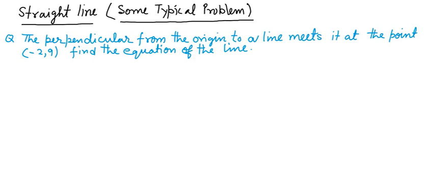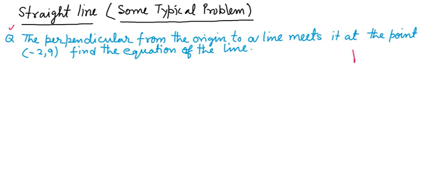Hello students, there is an interesting problem related to straight line concept. The problem is: the perpendicular from the origin to a line meets it at the point (-2, 9). Find the equation of the line. We should try to understand this problem through a figure.